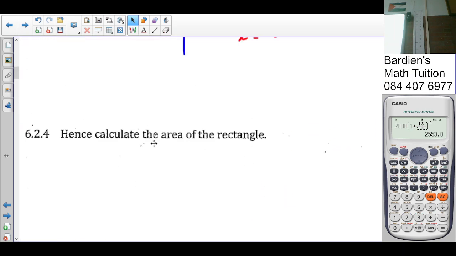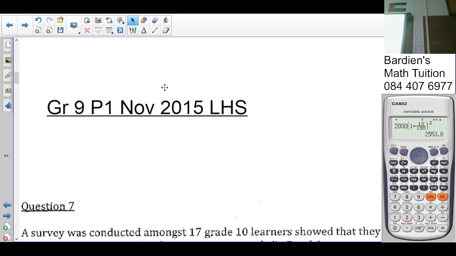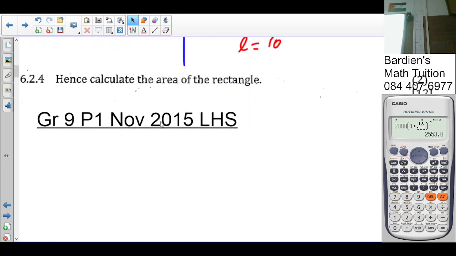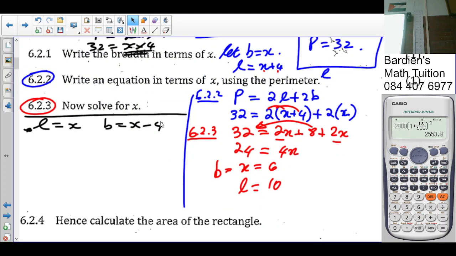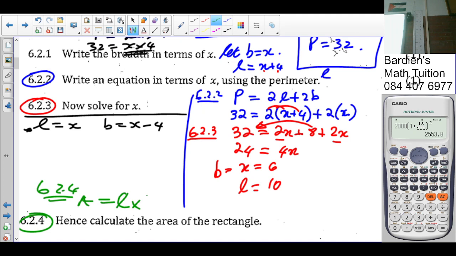It says now, hence calculate the area of the rectangle. How do you calculate the area? Area is equal to length times breadth. So the length is 10 times 6, which is 60 centimeters squared.